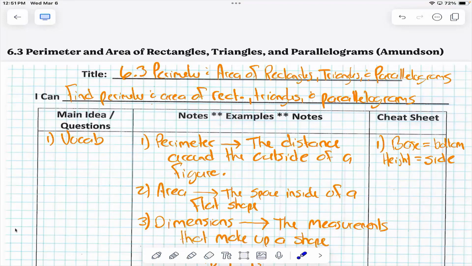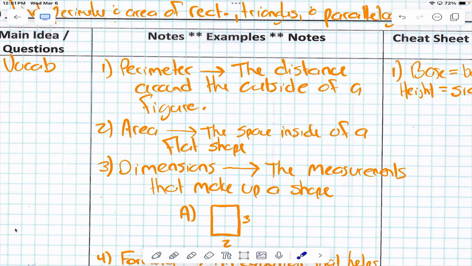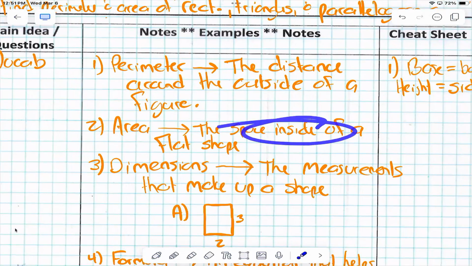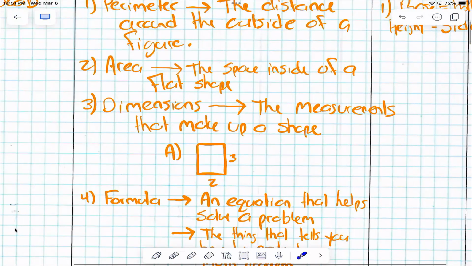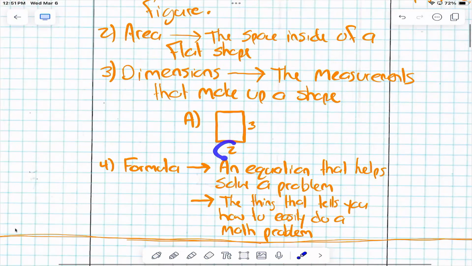All right, perimeter. The distance. Area would then be the space. What are these things called right here? Well, the base and height, but they're also the dimensions. They make up the measurements of that shape, right?